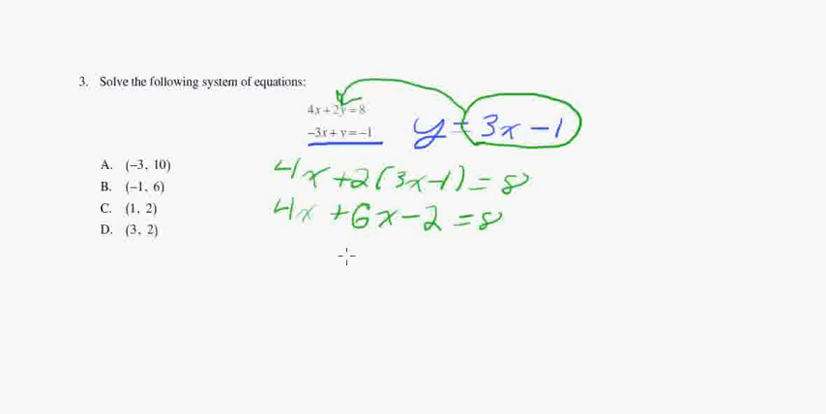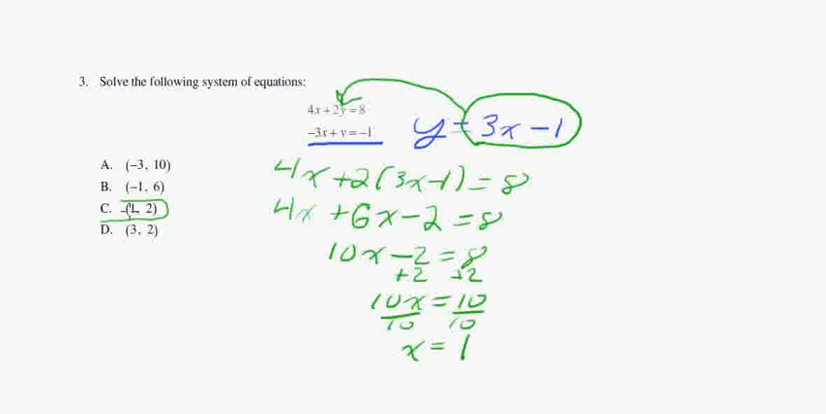Okay, group like terms together. We'll get 10x all together, minus 2 equals 8. I can bring the 2 over to the other side, so I get 10x equals 10. And dividing both sides by 10 gets me x is equal to 1. Well, looking at our answers, the only one here that has an x value equal to 1 is this answer here. So question 3 is equal to C.